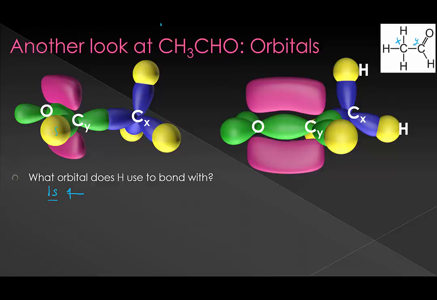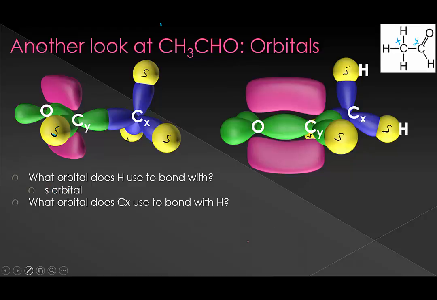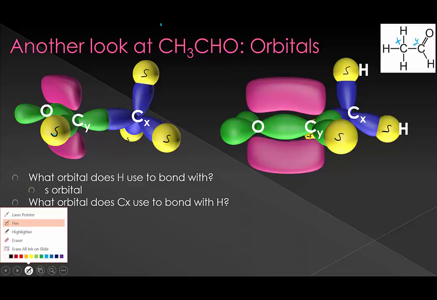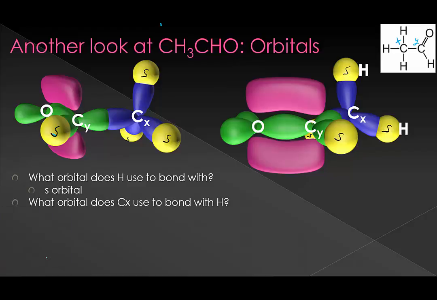So just like before, your hydrogens use their s orbital. Now, what about the carbon that we've labeled X? If we look at the carbon that we've labeled X, think back to what we did on the last slide. We know what our hybridization for these are. We know that this carbon was sp3 and this carbon was sp2. And we know that our sigma bonds are always formed with our hybrid orbitals.